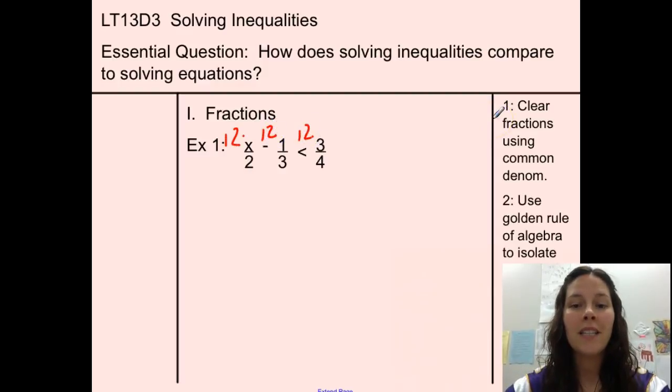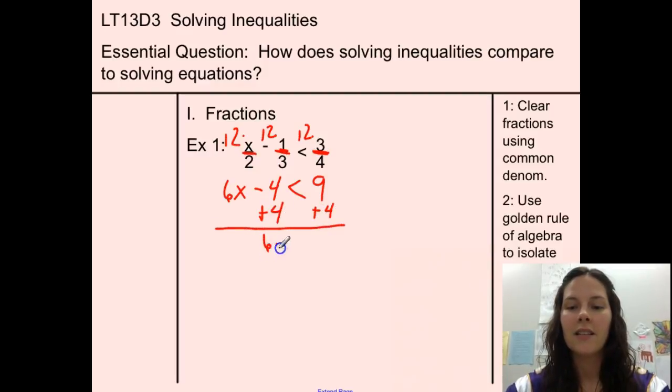And in order to make this easier on me, I'm going to divide first before I multiply. So 12 divided by 2 gives me 6 times my x in the numerator, minus 12 divided by 3 is 4 times the 1 in the numerator, is less than 12 divided by 4 is 3 times the 3 in the numerator gives me 9. Then I have a normal inequality that I can solve by adding 4 to both sides. So I get 6x is less than 13.